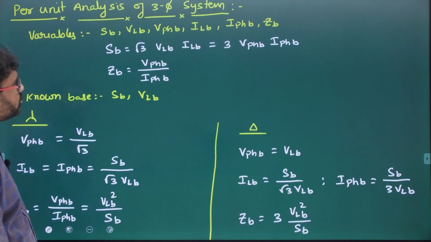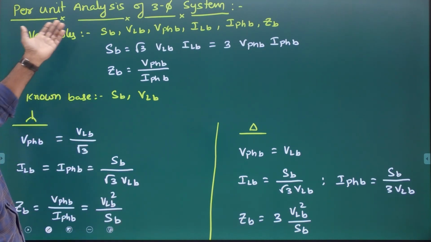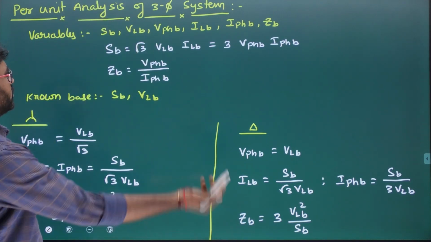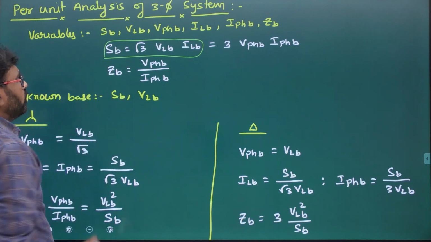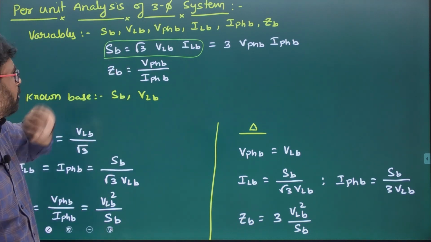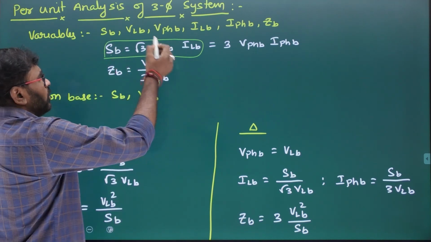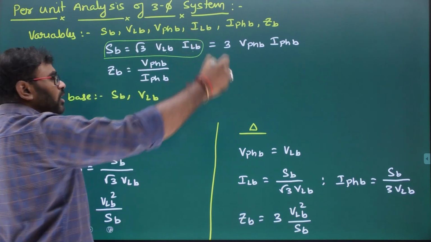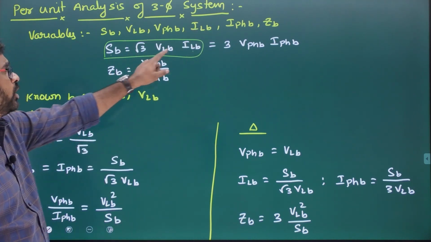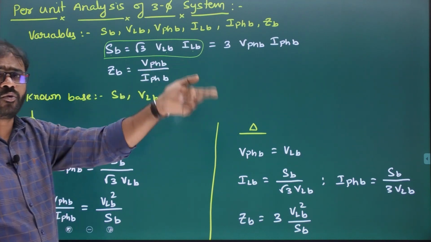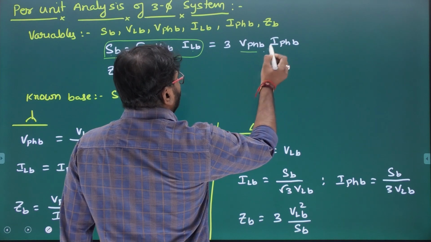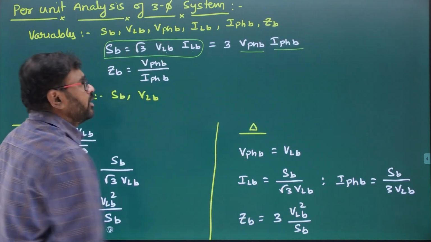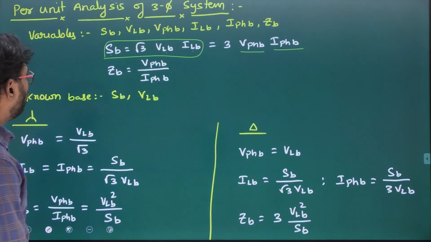Have a look here. It might be star connection or delta connection, these relations are valid. S equal to what? Root 3 into V line into I line. Careful, this is three phase apparent power. This is line voltage magnitude, line current magnitude. Because apparent power means you have to select only magnitudes of voltages and currents. Otherwise you can write 3 into phase voltage magnitude and phase current magnitude.